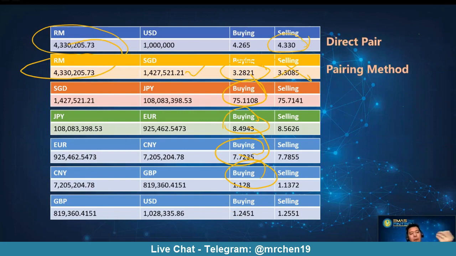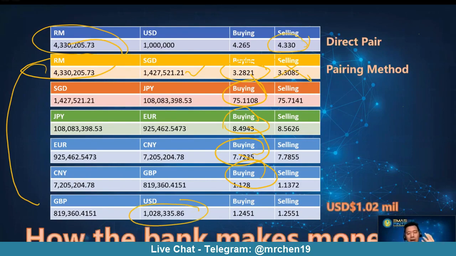Okay, you will be amazed. With the same $4.3 million, it's actually stated that I can only exchange for 1 million US dollar. But after this complicated process, you can see that I can actually trade for 1.02 million. And this is how the bank makes money on currency trading. These chances might not be as much as we can see. It might not be this easy.